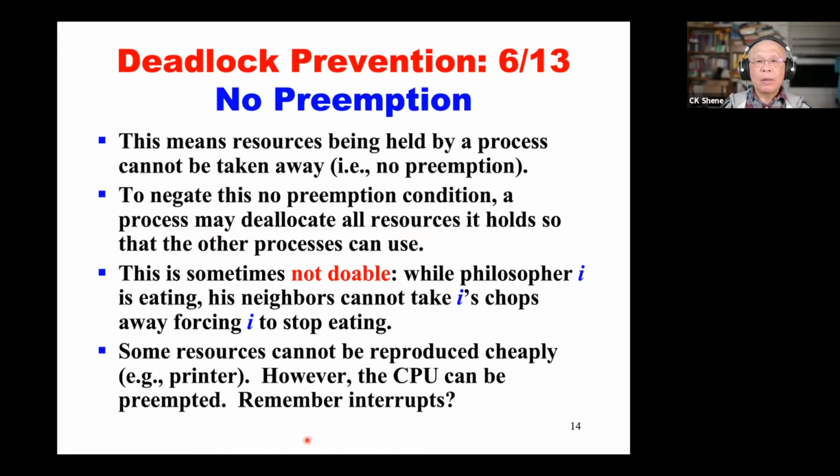Then let's look at no preemption. This means a resource being held by a process cannot be taken away. To negate this condition, a process may deallocate all resources it holds so that other processes can use them. But this is sometimes not doable. While philosopher I is eating, his neighbor cannot take I's chopsticks away, forcing philosopher I to stop eating.